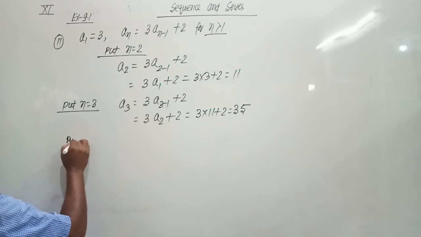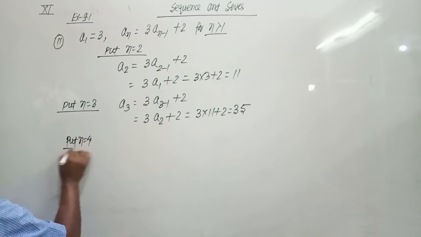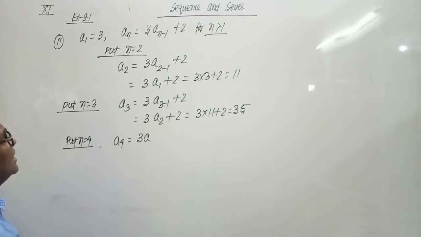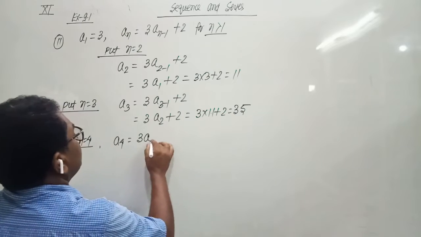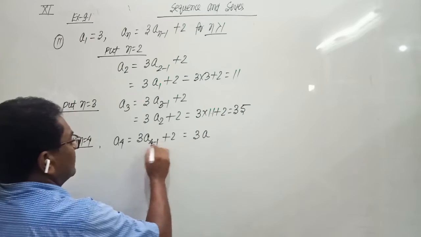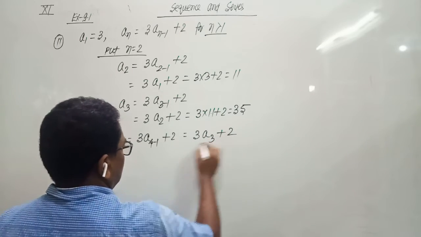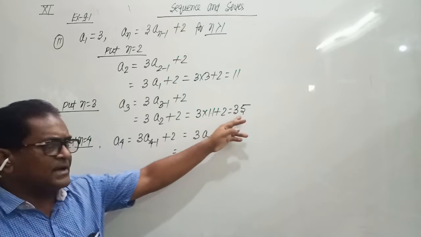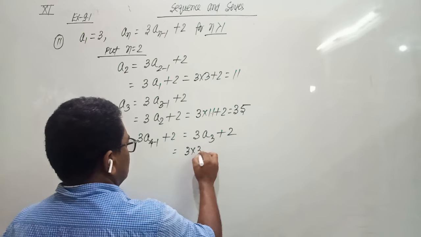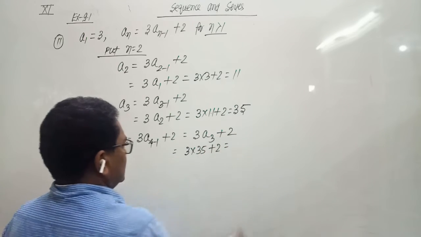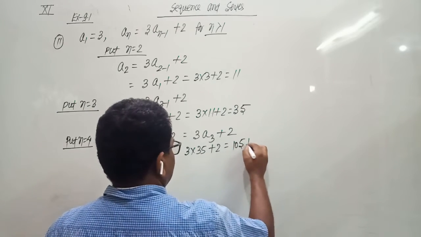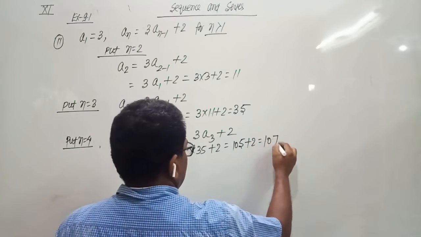Then put n equals to 4. So A4 equals to 3 into A of 4 minus 1 plus 2. Now the value of A3 we have calculated. So at the place of A3, we write 3 into 35 plus 2. 35 into 3, 105 plus 2. That is 107.